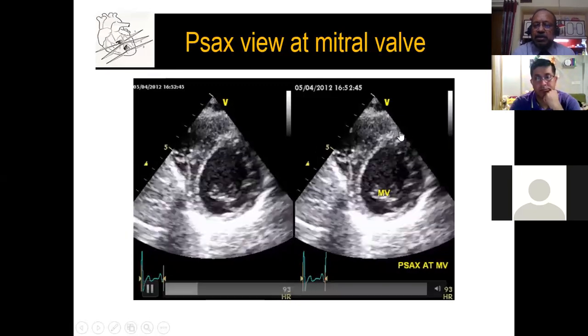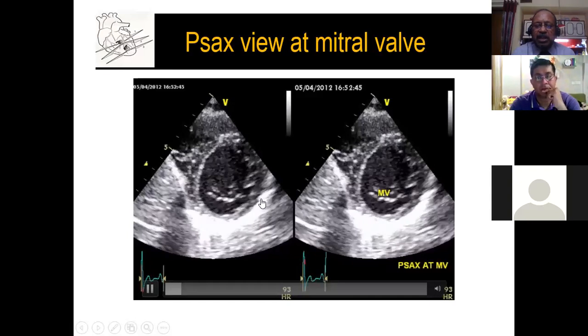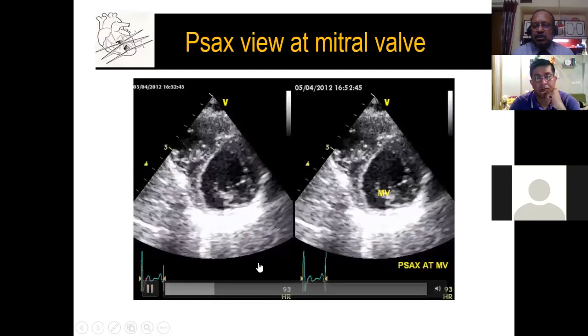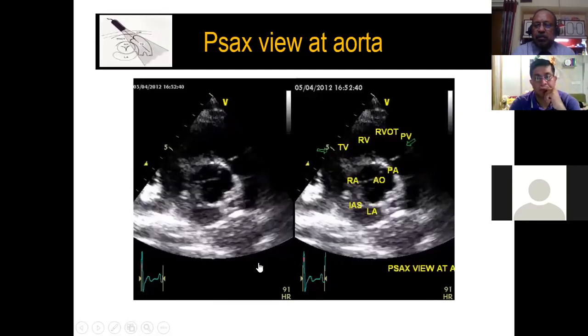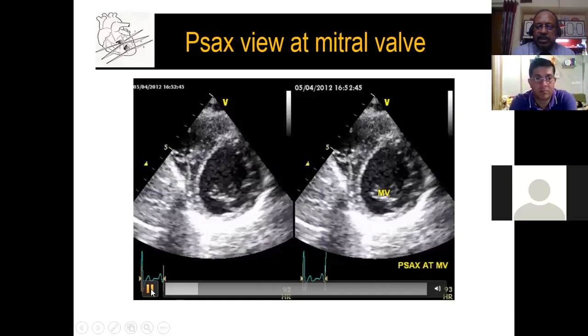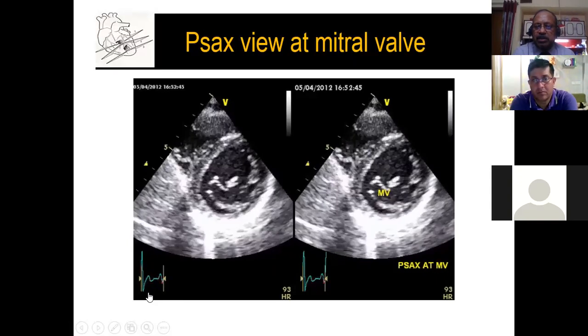Then comes the parasternal short axis view at mitral valve level. If you look very carefully at this level, what is the most important part for mitral stenosis? The important part is the mitral valve area by planimetry. No other view can give you this particular finding except this planimetry view of the mitral area in this particular window.